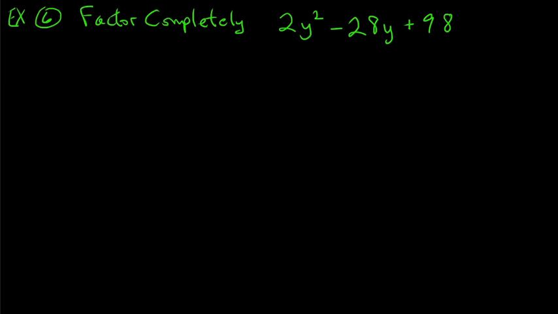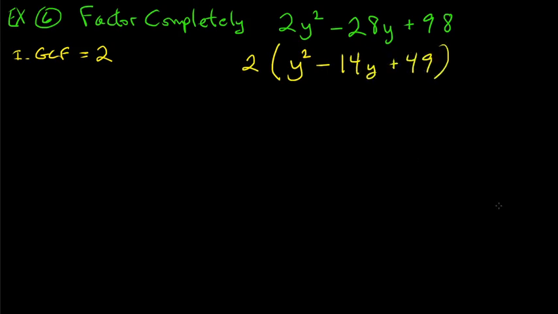All right, our next one is 2y squared minus 28y plus 98. Okay, so first step is GCF. In this case, they're all even numbers, so they're all divisible by 2. Obviously, we can't go any higher than 2, since the first number, the a, is the 2, right? So let's factor out the 2. We'll get y squared minus 14y plus 49.